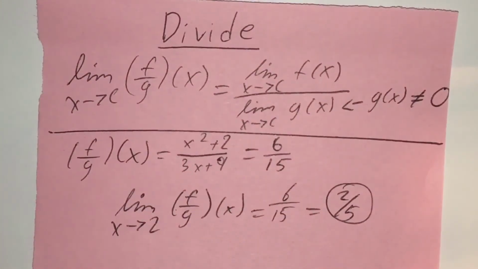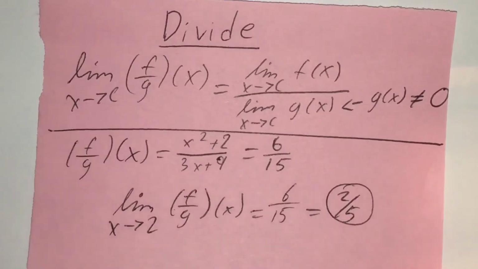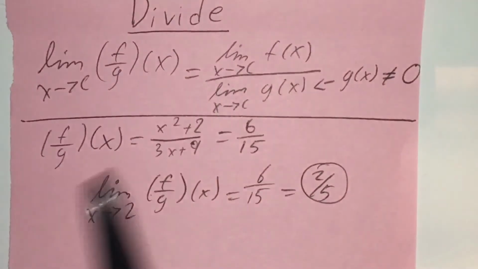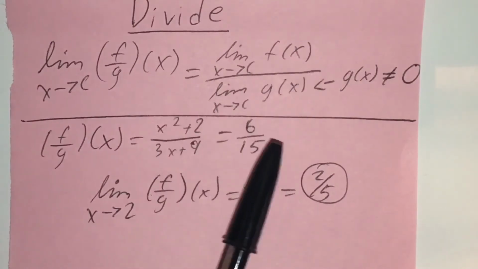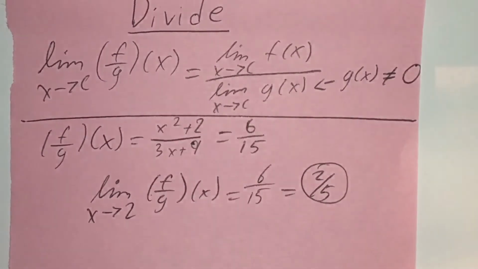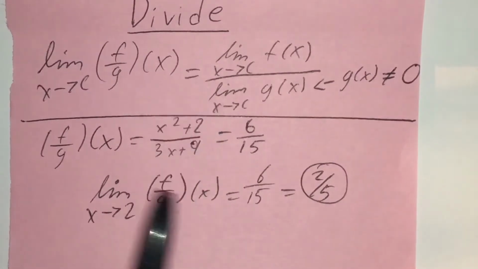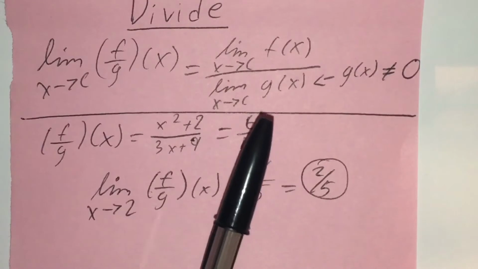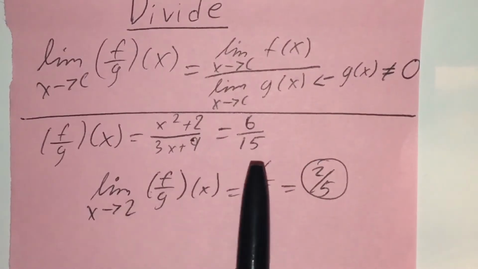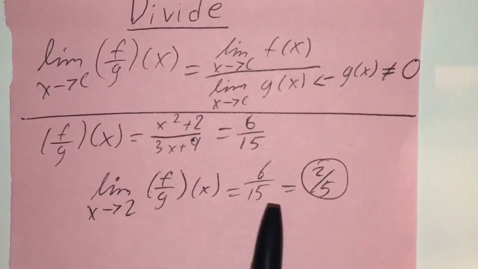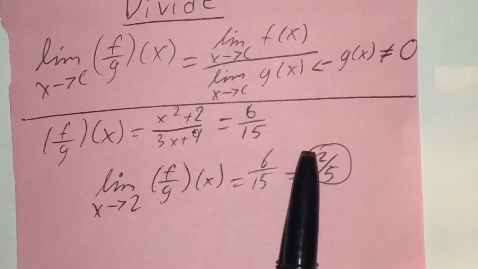Now, this one's a little funky because you're not really going to put it in the calculator and you're not really going to divide. You're still going to put f of x over g of x, and g of x cannot equal 0 because you can't divide by 0. But instead of plugging in the formulas, you're going to plug in the limits. So the limit of f of x is 6 and the limit of g of x is 15. And you're going to divide both sides by a common factor, which is 3, and you're going to get 2/5.